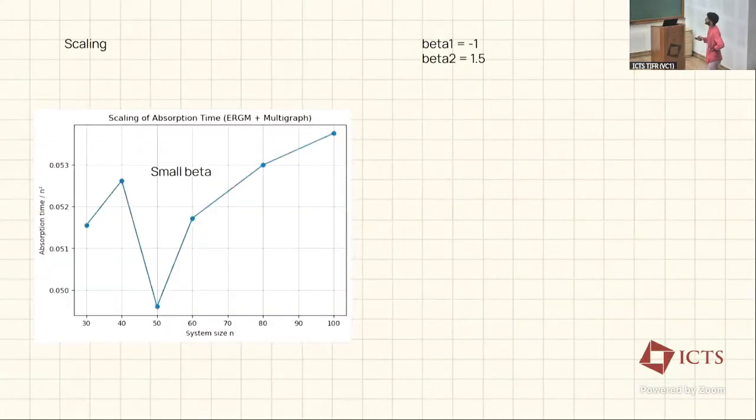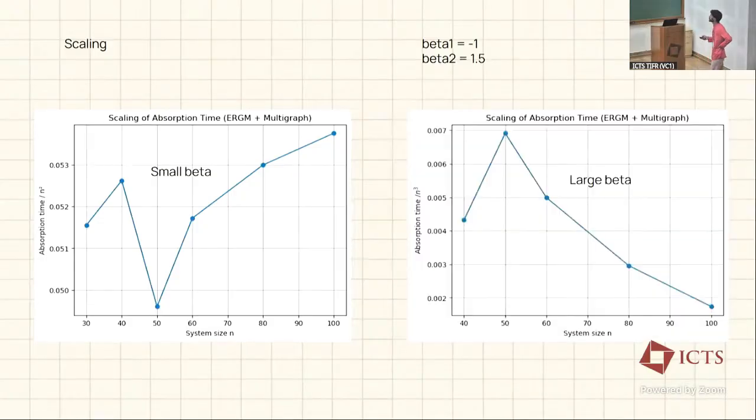And now the scaling part. As we have seen, for the small beta case we are in the rewiring dominant regime. In that rewiring regime, there are n squared discordant edges to remove, so it takes n squared amount of time. If you plot the absorption time normalized by n squared, it should be flat. You can see it's almost flat in that region, so it scales as n squared with the system size.